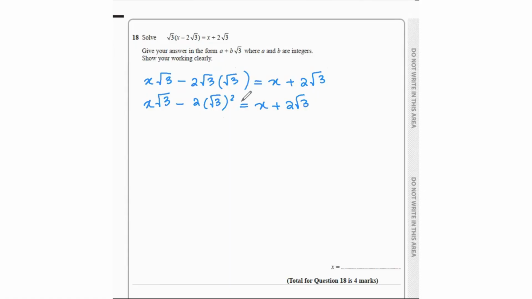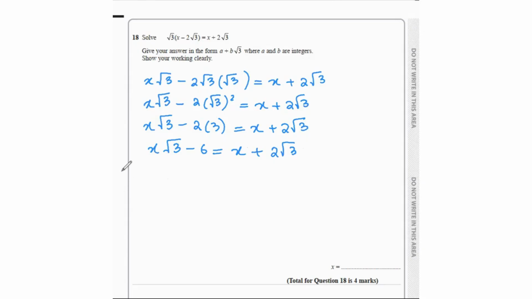So you need to remember that when you're squaring a surd, like when you're squaring a root something, the root cancels out. So when the root cancels out, it leaves us with 3 for root 3. So square of root 3 is 3. Square of root 5 would be 5. So the square and the root get cancelled out, and we're just left with the number inside the surd. So it's x root 3 minus 6 equals x plus 2 root 3.